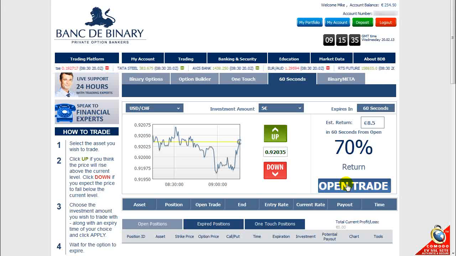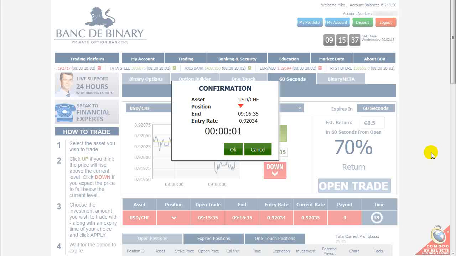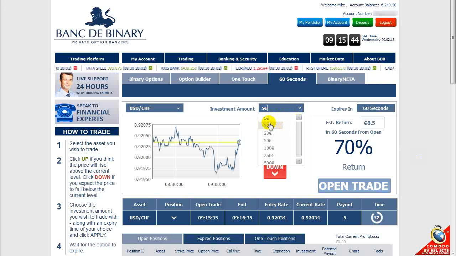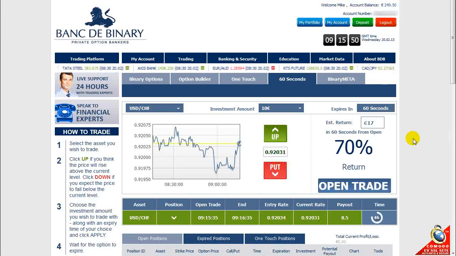So let's enter the trade. And once again, just in case, we go to the €10. And again, it will be a down. So you put in the trade. In case we lose this trade, at the moment you can see that we're in a winning situation.